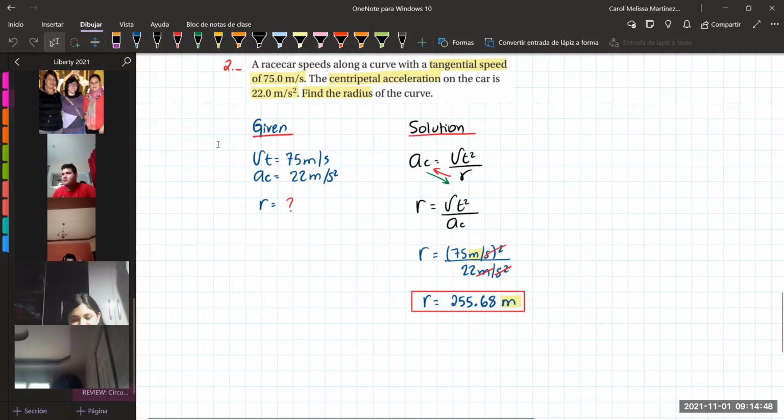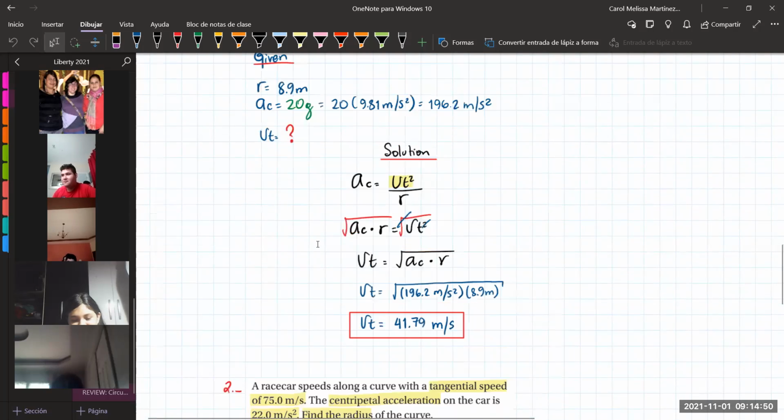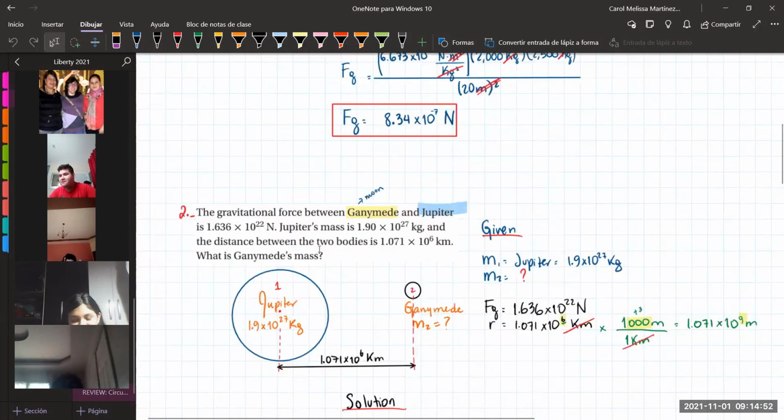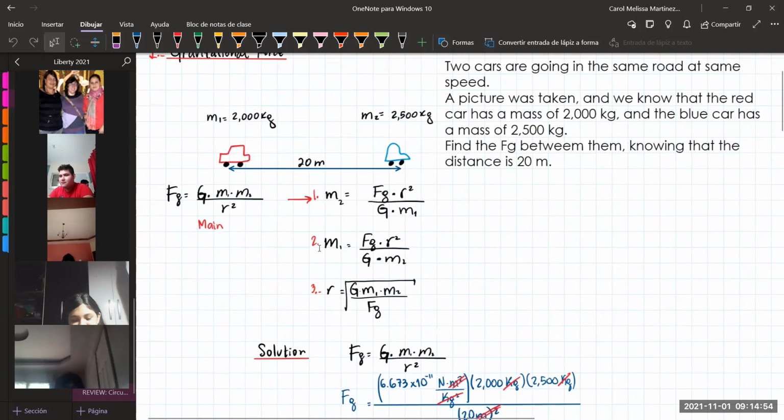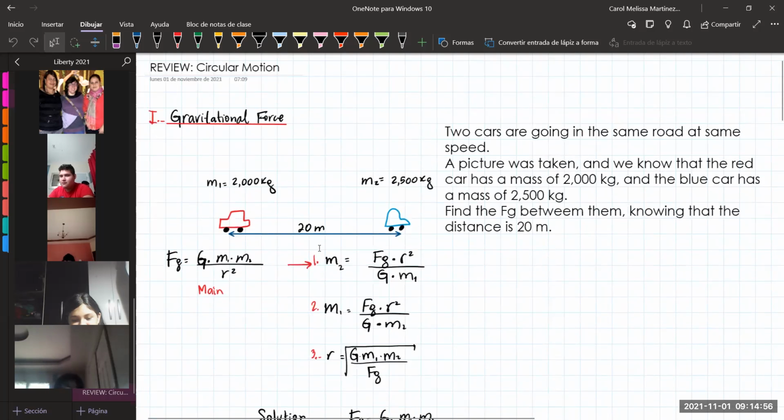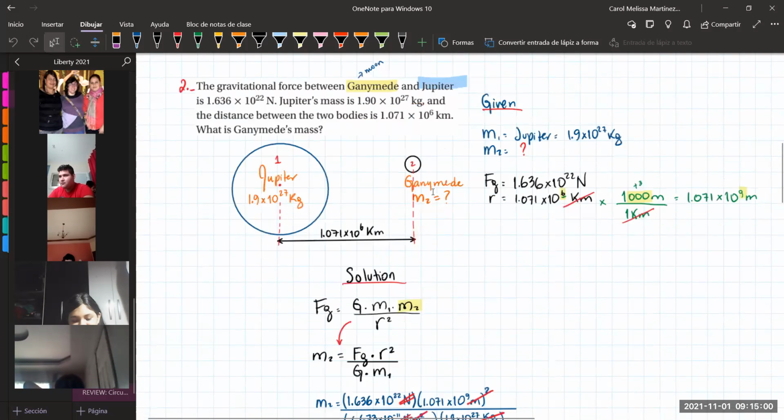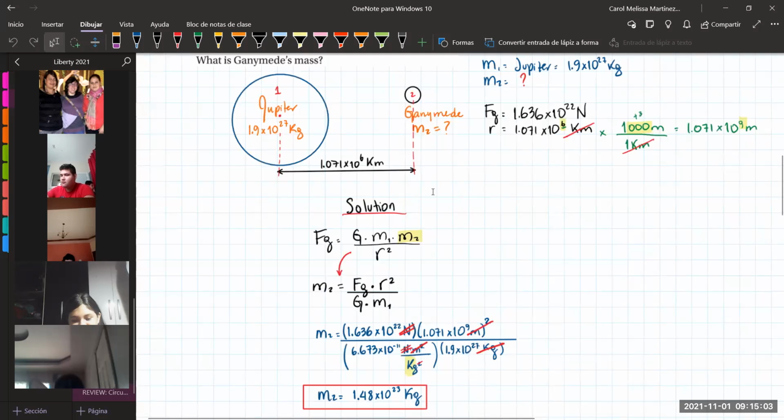So this is it, guys. This is what I wanted to review today. If you haven't done the homework about gravitational force, you have these two more examples so you can apply them in the homework. The quiz is going to be about gravitational force only, okay? But the review and the homework for this week is going to be of the topics that I review.